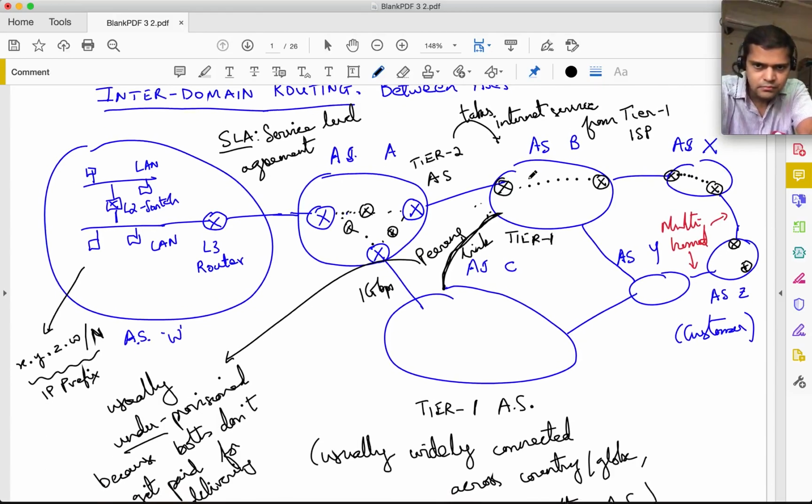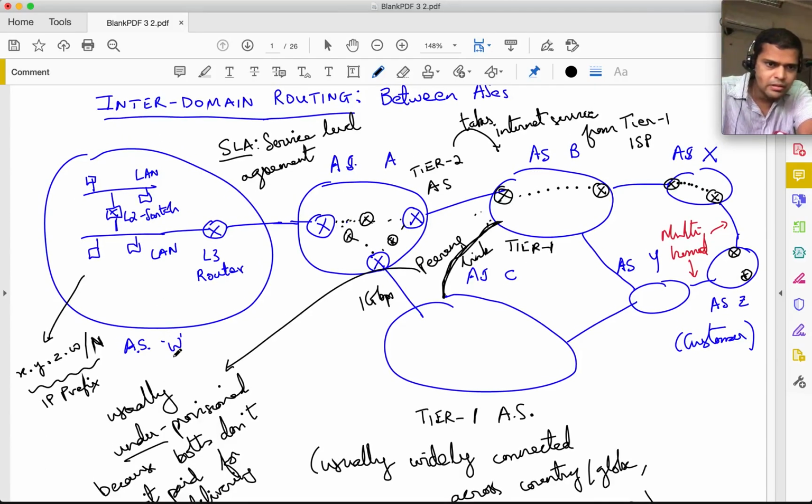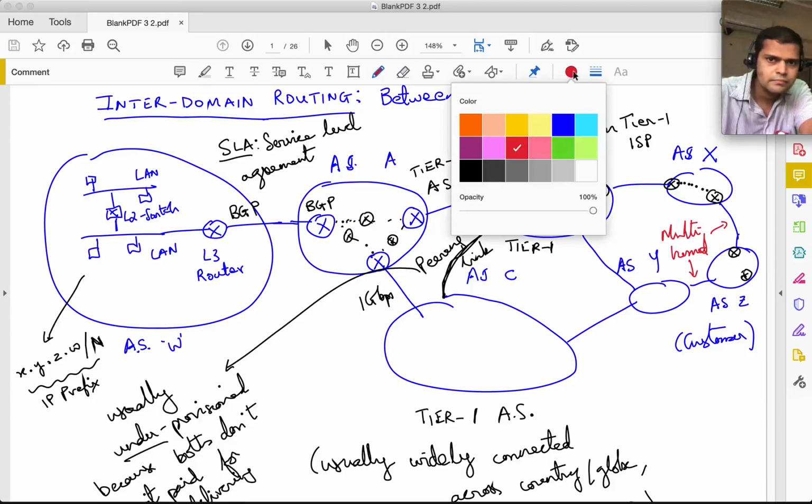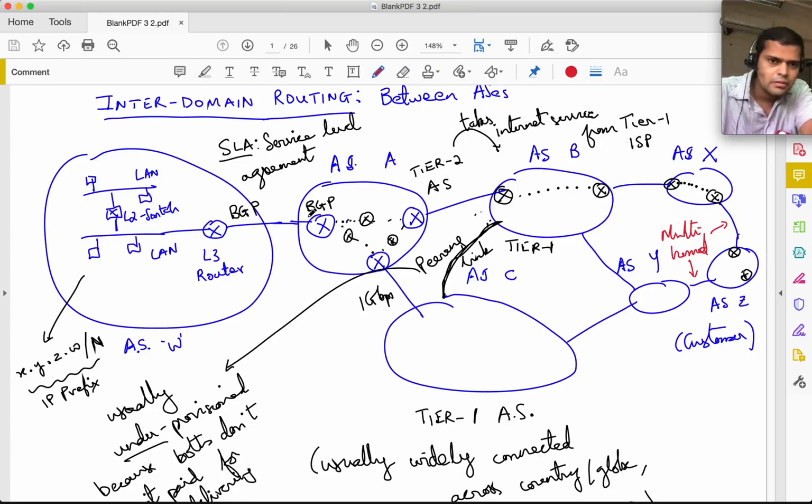Let's say there is this particular W which we are focusing on, which has this particular IP prefix. What will happen is that this router, let's say this is a BGP router, and any router which runs BGP is called a BGP speaker, which means that it speaks the BGP language. So both of these, let's say, are BGP speakers.